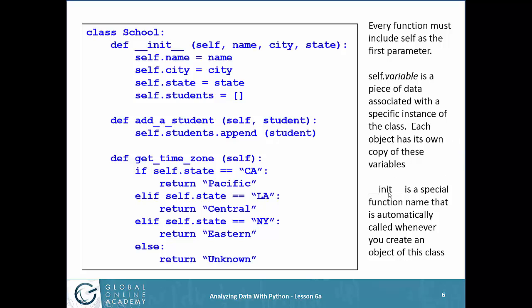Underscore underscore init underscore underscore is a special function name that's automatically called whenever you create an object of this class. So you're going to have to put one of these in here, and its job is to just initialize the object with some data to get you started. So that's how I create the class. How do I create objects? Let's look.